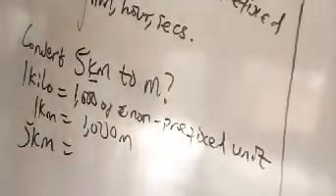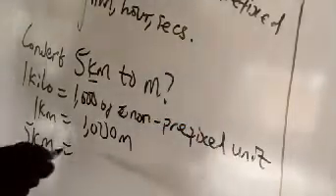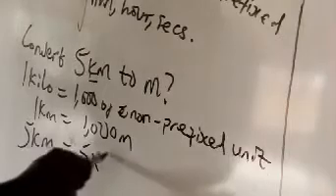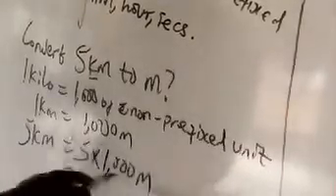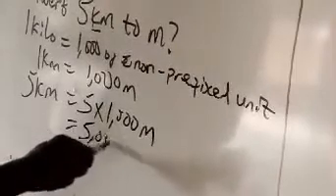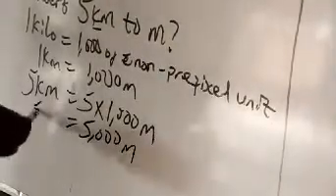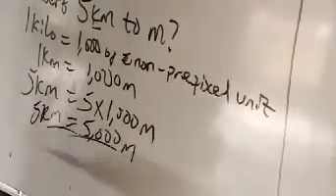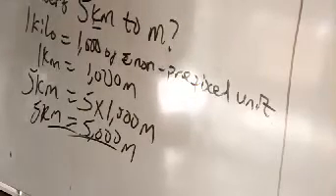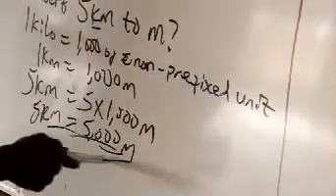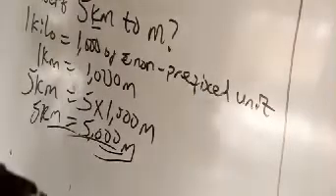So 5 kilometers is equal to 5 times 1000 meters. If you do this, 5 times 1000 is 5000 meters. Okay, so this is how this problem is solved. That means my friend Ayoita, who I earlier said ran for 5 kilometers, if I was to express this in meters, that means he ran for 5000 meters.